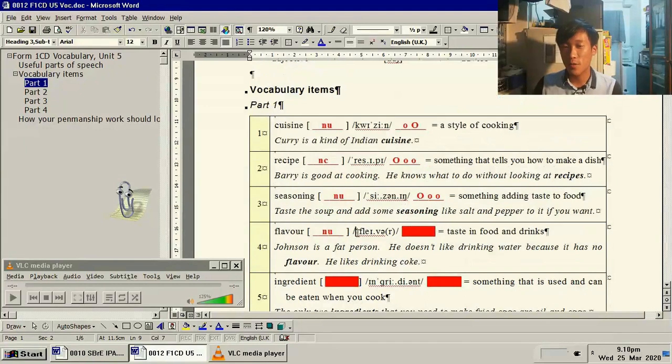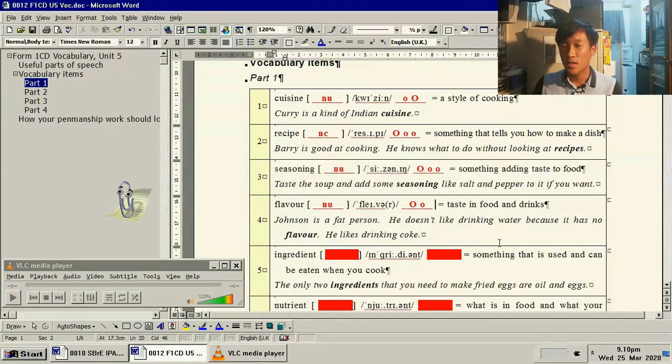Okay, two syllables, one and two. Syllable one is stressed. So da, easy, I hope it's easy to you now. So taste in food and drinks. Basically it's another word for taste. So take a look at the example sentence.